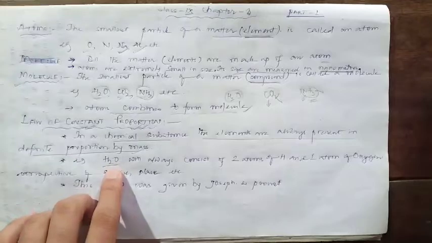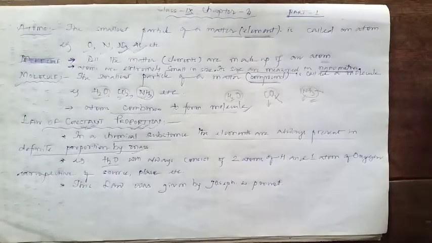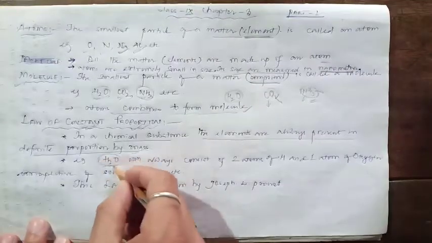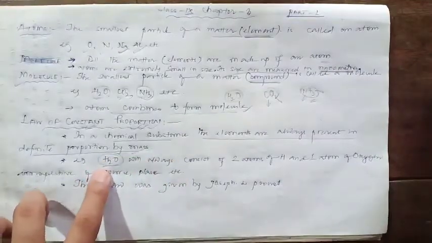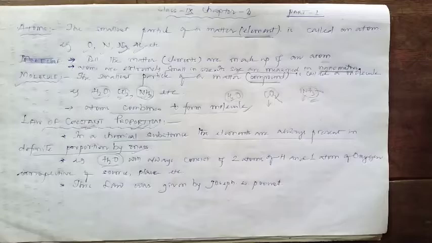Suppose a pure substance, water. If we take water, it will always be composed of hydrogen and oxygen. Now student, this water will always consist of two atoms of hydrogen and one atom of oxygen, irrespective of its source, the place, or the person who collects it.